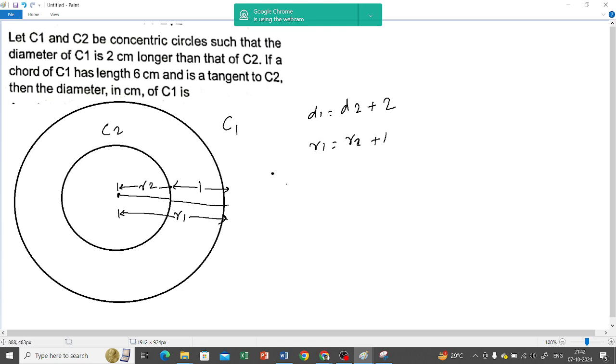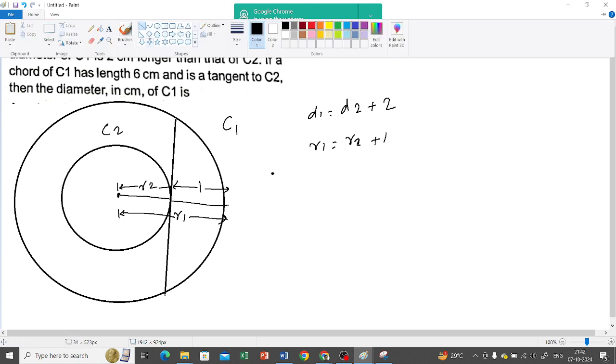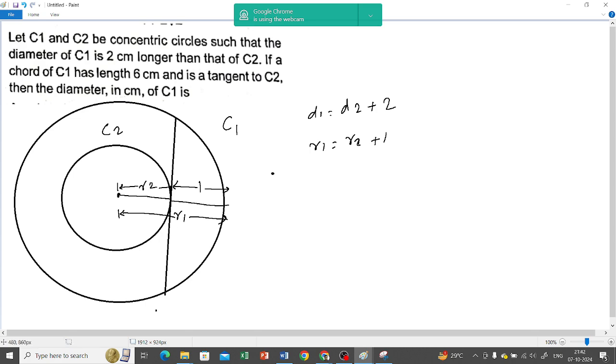If a chord of C1 has a length 6 centimeter and is a tangent to C2, what does this mean? That C1 has a chord which is tangent to C2. And we know that radius and tangent are perpendicular, right? It asks to find the diameter of C1.